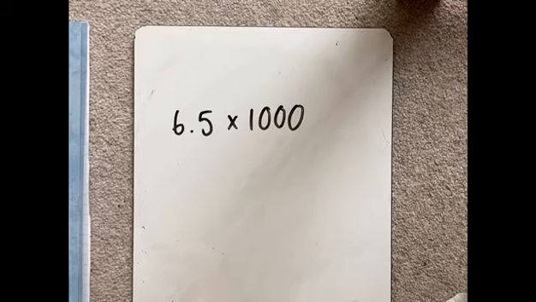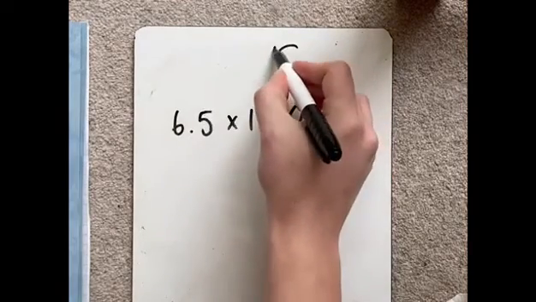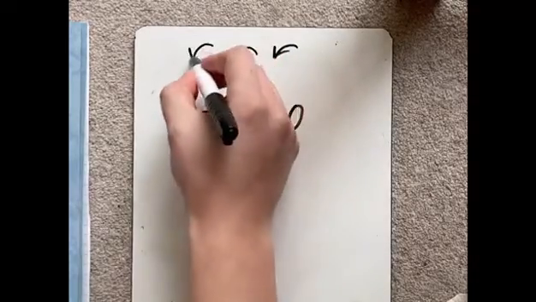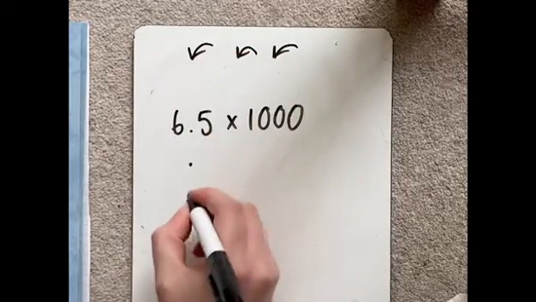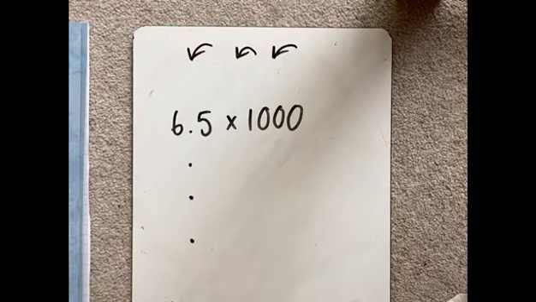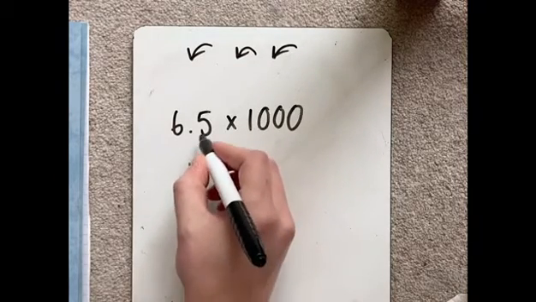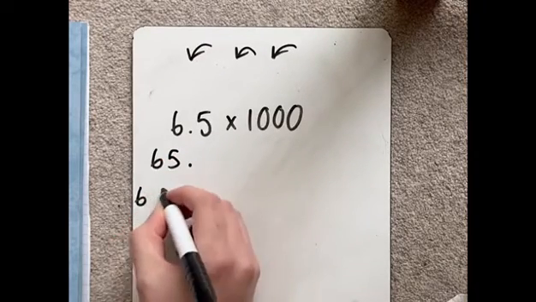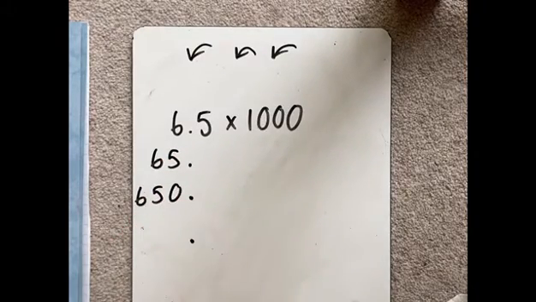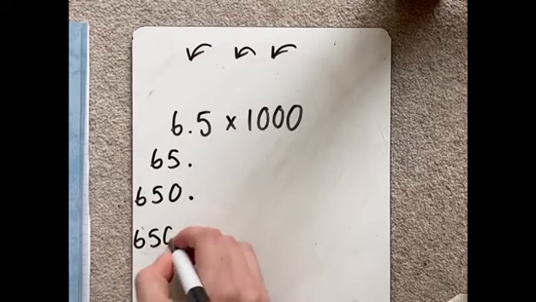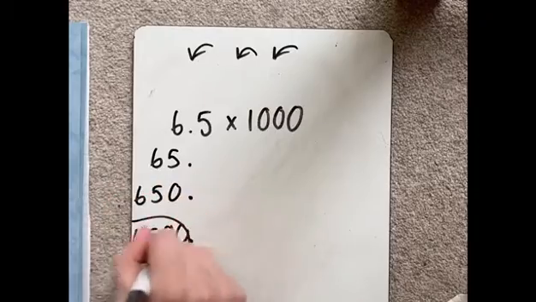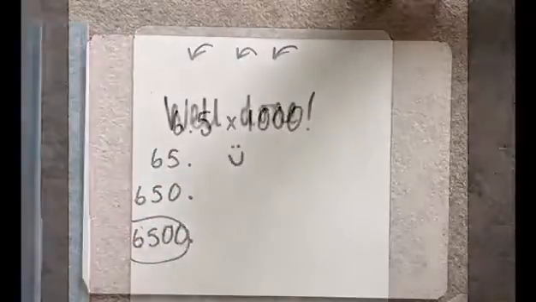Okay, and then the final question was 6.5 times 1,000. So when we multiply a number by 10, 100 or 1,000, it moves to the left. And with 1,000, we're moving it 3 times. So we can almost put 3 decimal points like this so that we don't lose track. So we're going to move the 5 over. That's once. And then we know that we'd add a place value 0. And another place value 0. So you should have had the answer of 6,500.